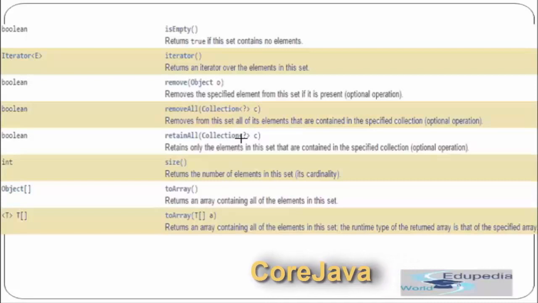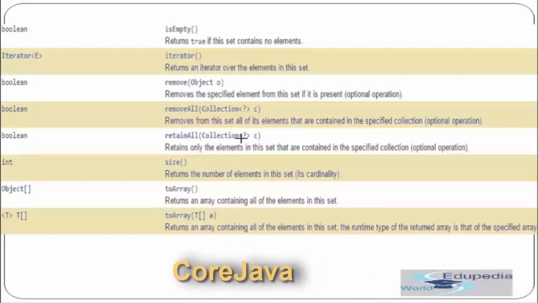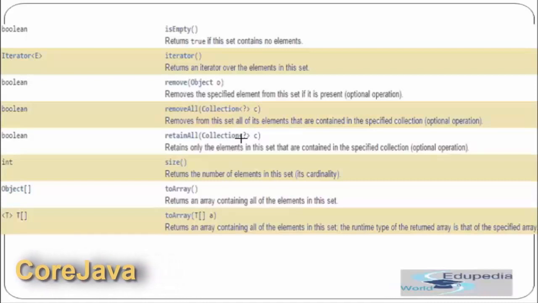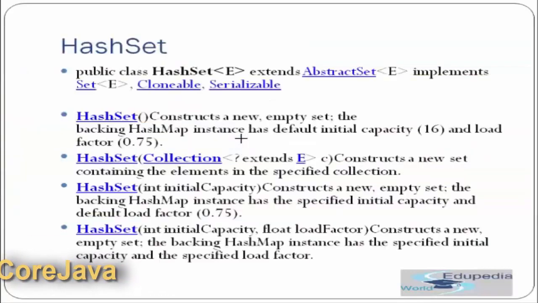Then again we have toArray, which takes a parameter, an array of the particular type for which you have defined your set. It returns the array containing all the elements in this set. The runtime type of the returned array is that of the specified array. So you can define what will be the runtime type of this array by specifying T. Okay. Now that was about the set interface.